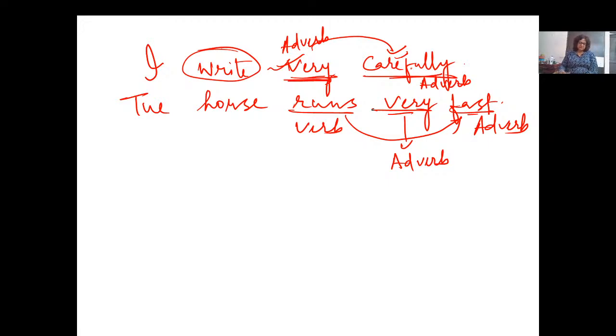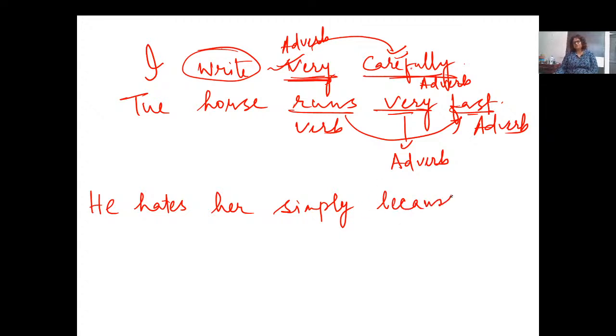Again, second sentence. If I write, he hits her simply because she drinks whiskey. He hits her simply because she drinks whiskey.